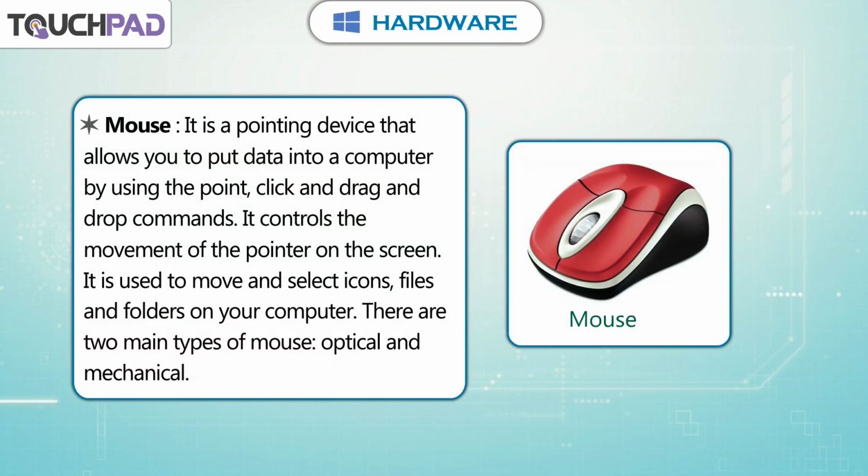Mouse. It is a pointing device that allows you to put data into a computer by using the point, click, and drag and drop commands. It controls the movement of the pointer on the screen. It is used to move and select icons, files, and folders on your computer. There are two main types of mouse: optical and mechanical.